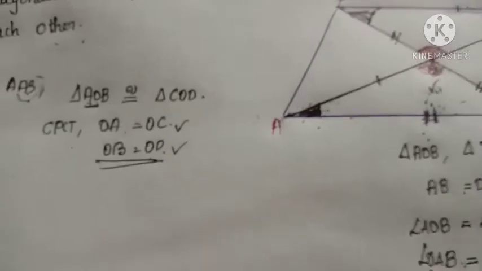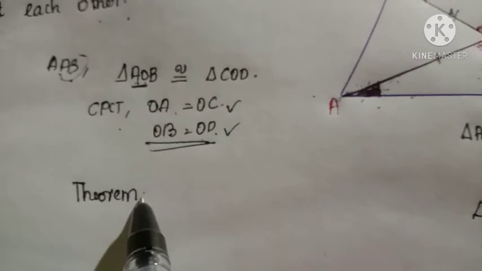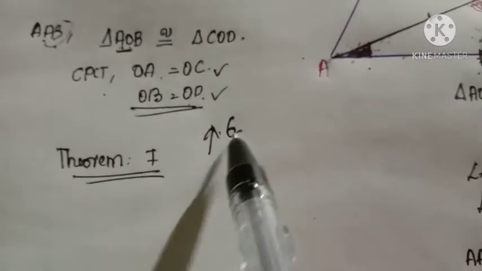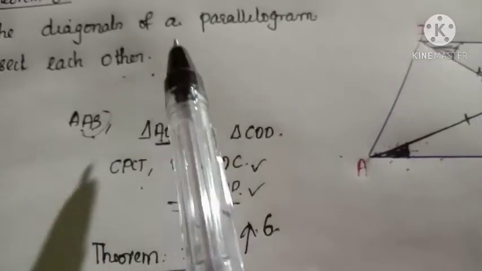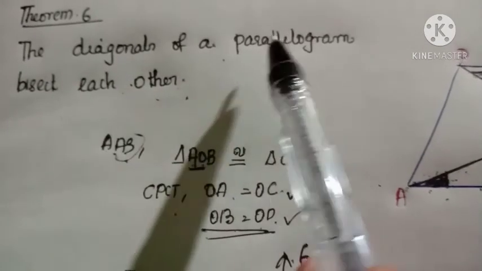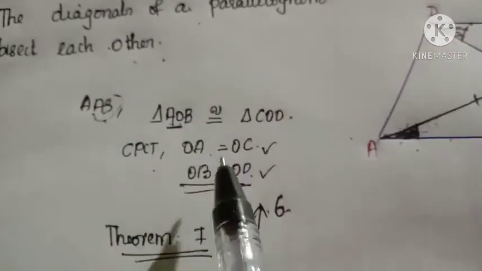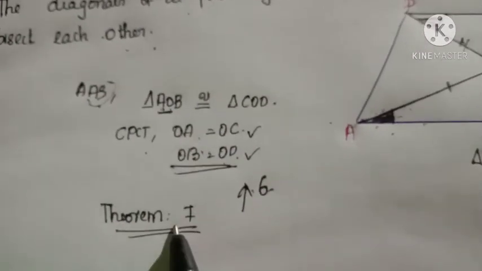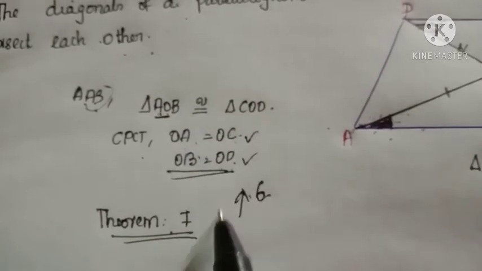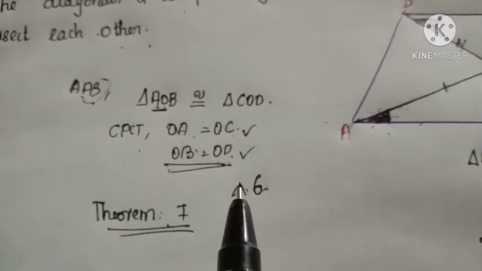Now the last theorem, theorem number 7. Actually, theorem number 7 is the converse of theorem number 6. So theorem number 6 says diagonals of a parallelogram bisect each other. So we have a parallelogram and we need to prove diagonals bisect each other. Okay, we proved that. Now theorem 7: it is given that diagonals bisect each other in a quadrilateral, and we need to prove that the quadrilateral is a parallelogram.